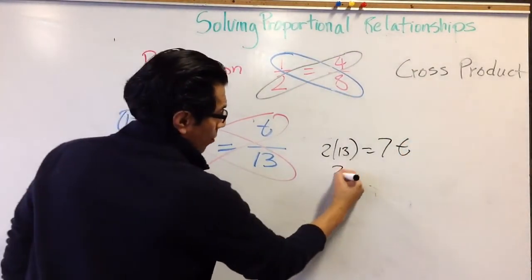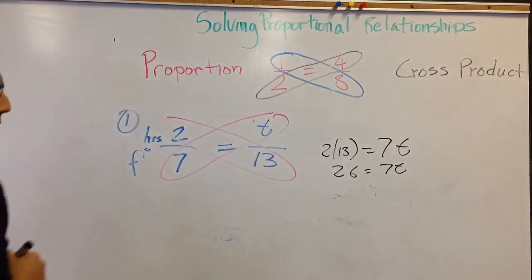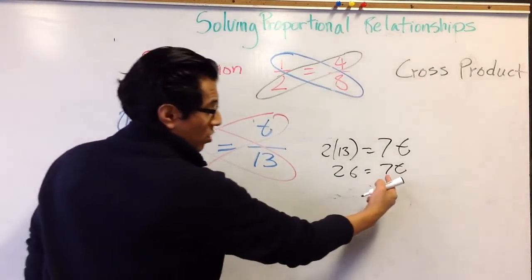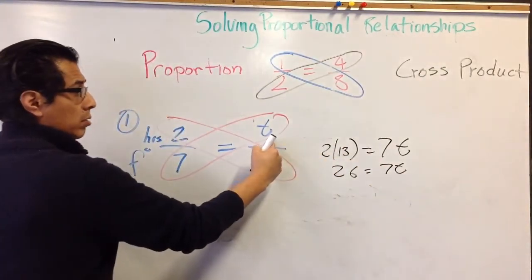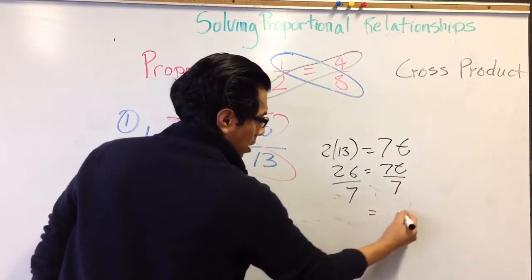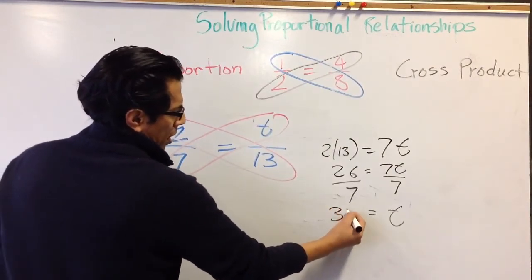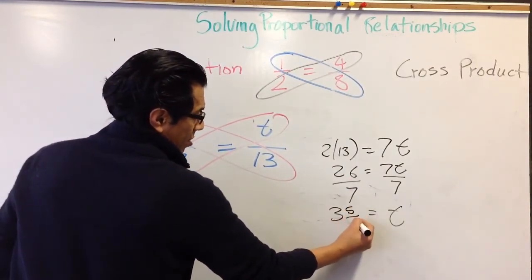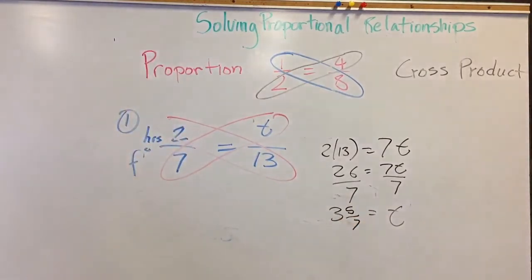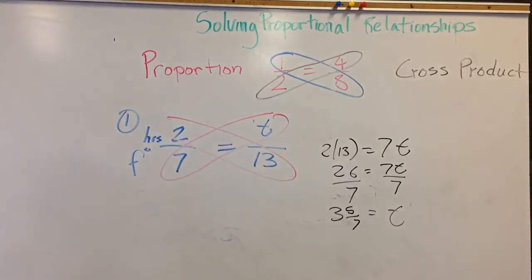Sure. So now we have 26 equals 7t. Am I doing this right? Yes, I am. And now we've got to solve for t because that's the unknown. So divide that by 7, divide that by 7, and now we have t equals what? 3 5/7. Is that right? I think so. So how long will it take to raise to 13 degrees? 3 5/7 minutes. Or they put it in a decimal, which is fine too.